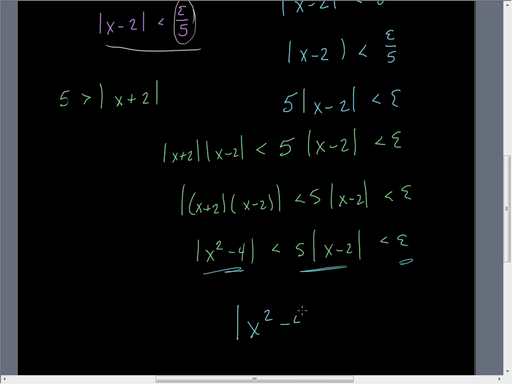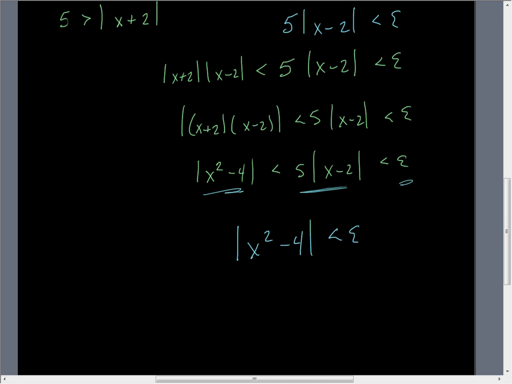And so now if we rewrite 4 as negative 3 minus 1, then we have |x squared minus 3 minus 1| is less than epsilon, and therefore |x squared minus 3 minus 1| is less than epsilon, and this is what we had to show.